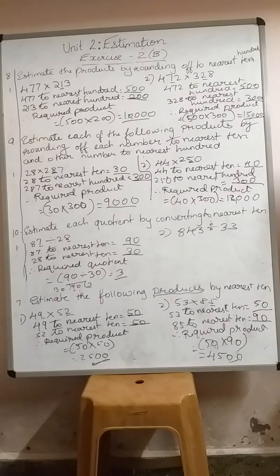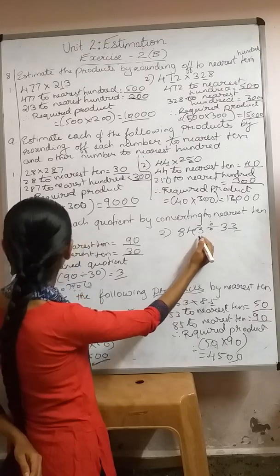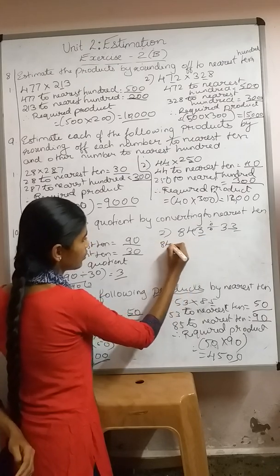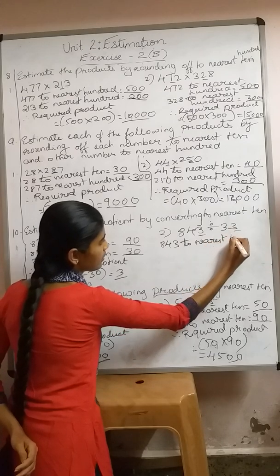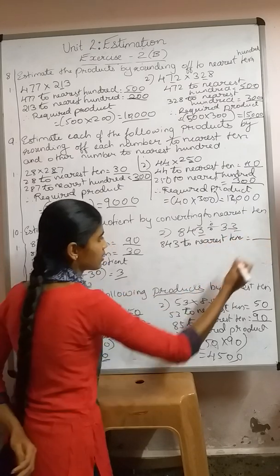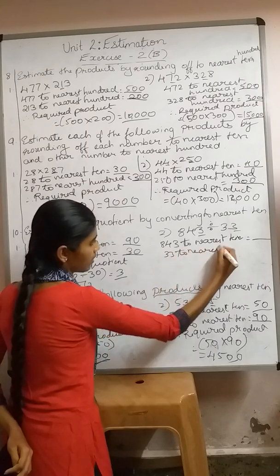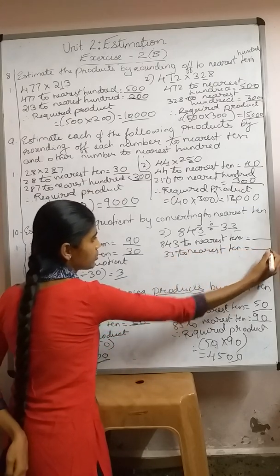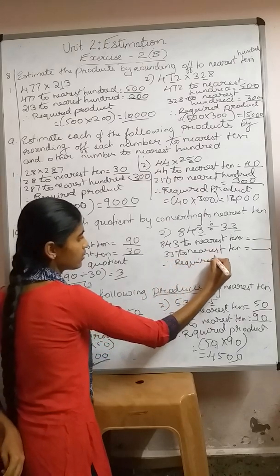Next, the second one, we have 84 divided by 33. Okay, now this is to the nearest 10. Let us see. Okay, 84 to the nearest 10 equals how much? Doesn't know. 33 to the nearest 10 equals how much? Therefore, we have the required question.